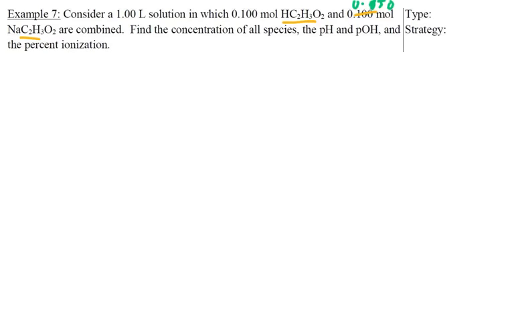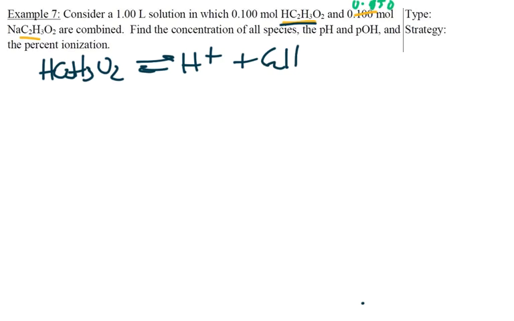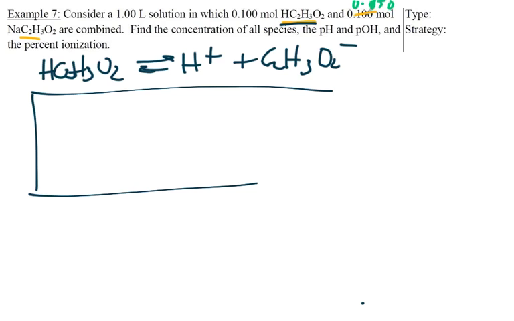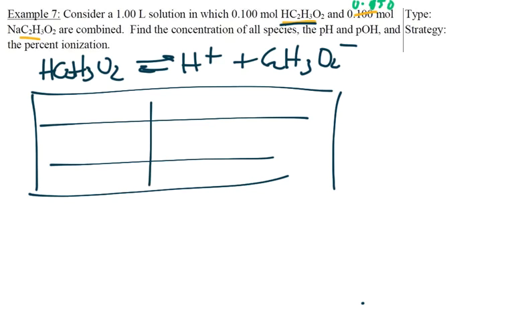Again, we have acetate, sodium acetate, and acetic acid, but the actual stuff we want to deal with is this equilibrium, the acetic acid. So I'm just going to write it here: C2H3O2 dissociates into H plus and C2H3O2 minus. And we have a value for that. We know that the Ka for that, given back in example 3, is the same Ka, 1.8 times 10 to the minus 5.